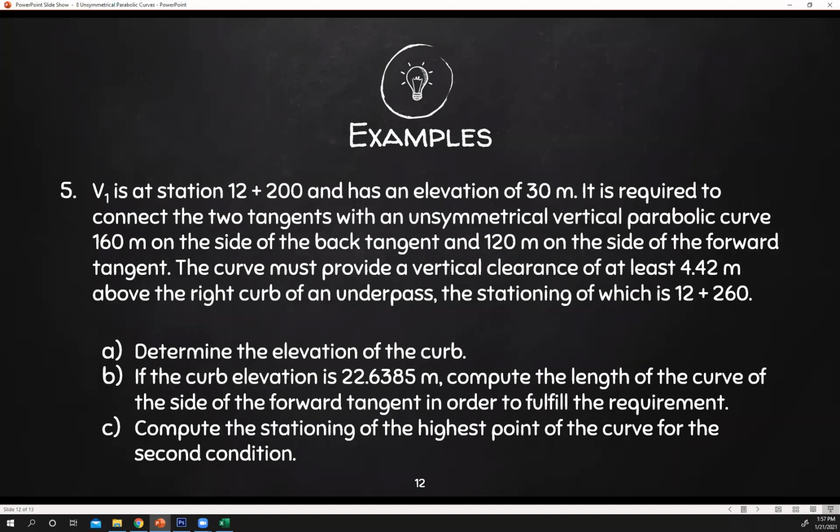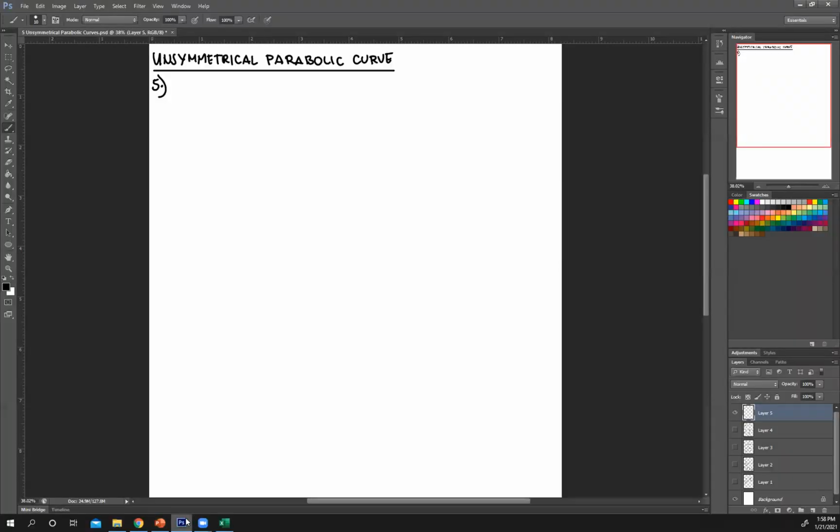V1 is at station 12 plus 200 and has an elevation of 30. It is required to connect the two tangents with an unsymmetrical parabolic curve, 160 meters on the side of the back tangent and 120 on the forward tangent. The curve must provide a vertical clearance of at least 4.42 meters above the right curve of an underpass, stationing of which is 12 plus 260. So letter A, determine the elevation of that curve.